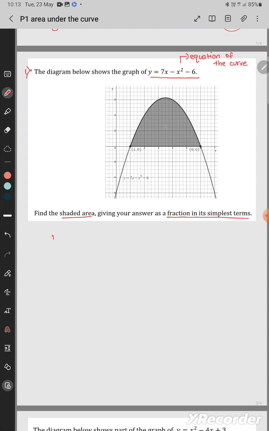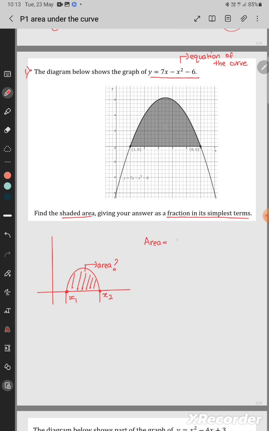So if we are given a question like this, let's say we are given something like this, right? And this is, let's say, x1, this is, let's say, x2, and this is the shaded region, and we are asked to find out the area of this shaded region. So how will we go about it?